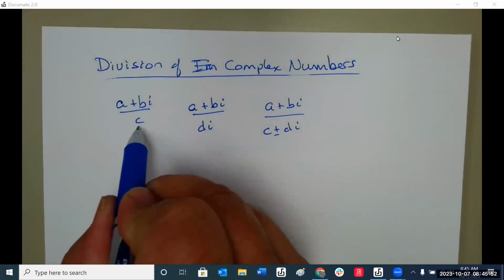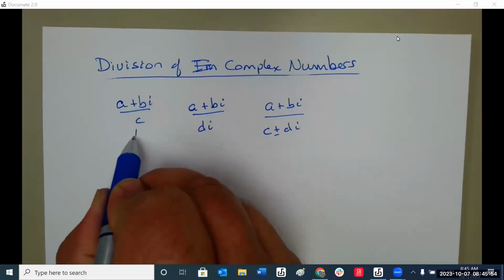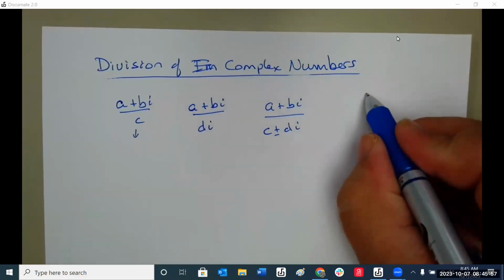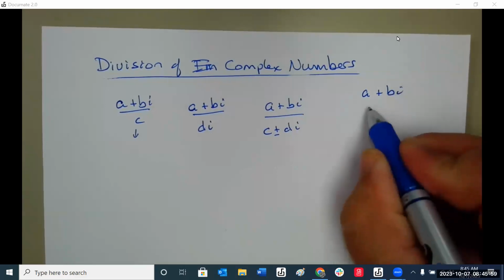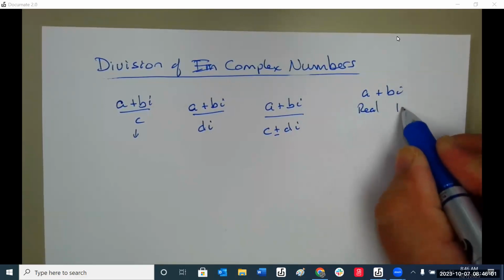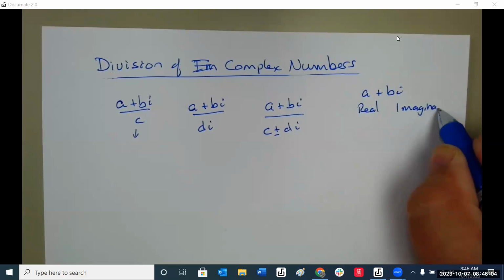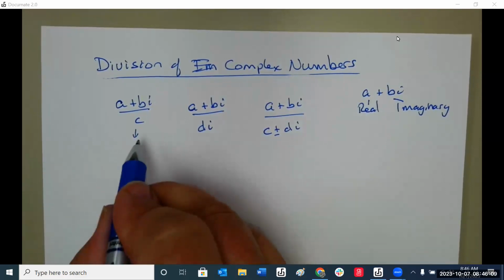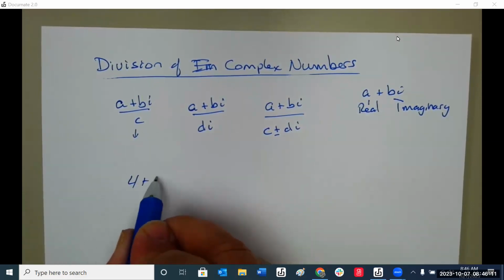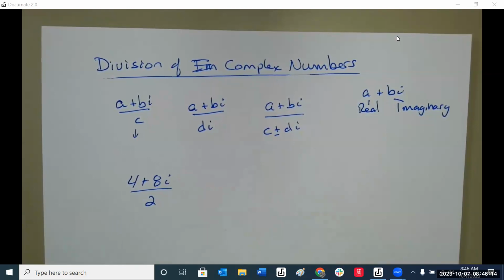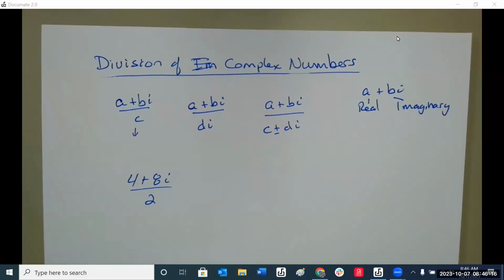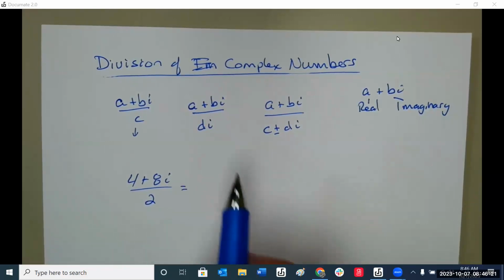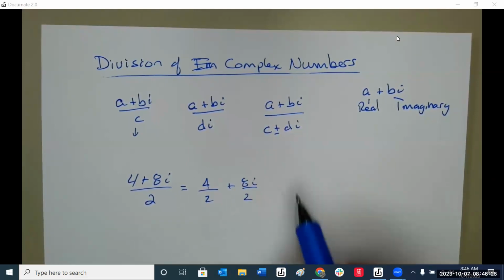In other words, if you divide a complex number by a real number, remember, the real number and imaginary parts. So if you divide, say, 4 plus 8i divided by 2, then just divide both parts separately if you can.